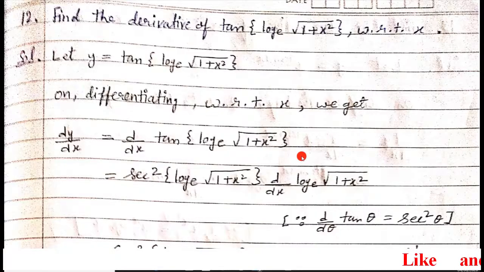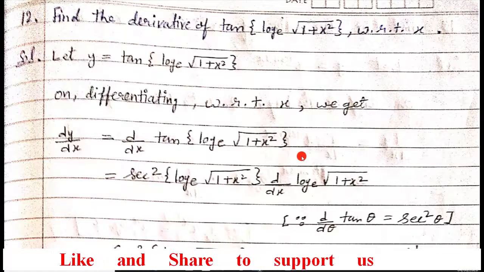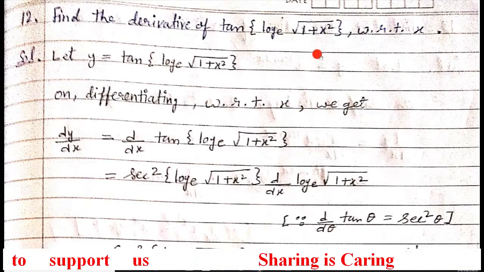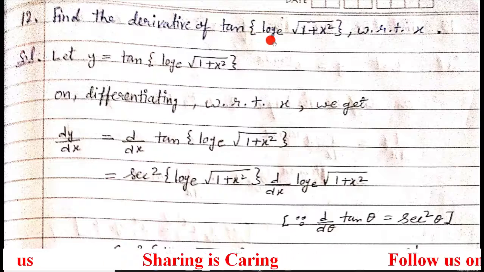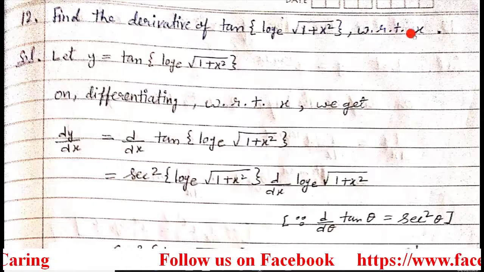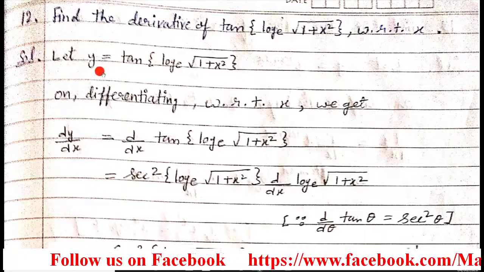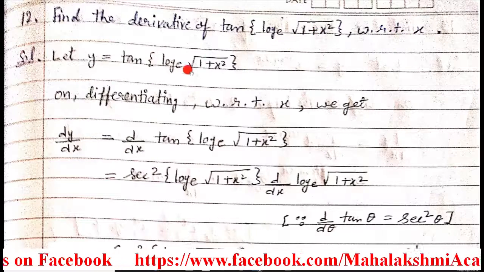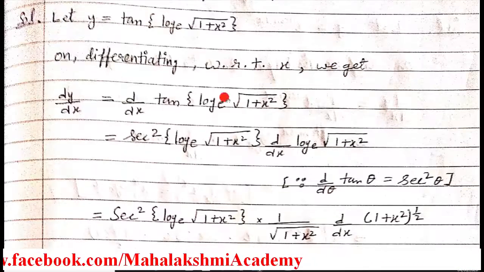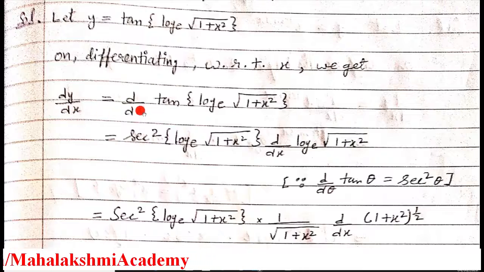Hello everyone, I am going to explain question number 12 and question number 13 of exercise 7.1 of class 12. As you can see, question number 12 is: find the derivative of tan(log root(1 plus x square)) with respect to x. So I assumed this given function as y, then on differentiating with respect to x, the derivative symbol will come on both sides.